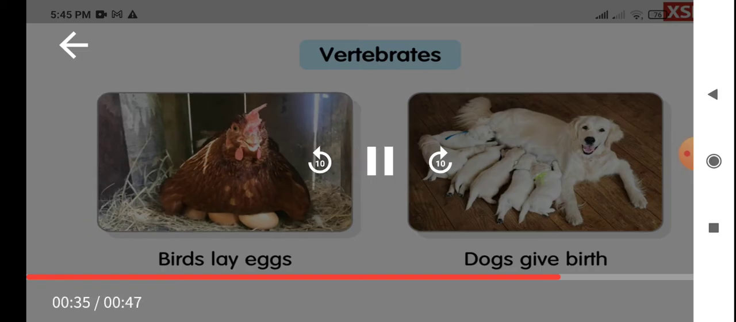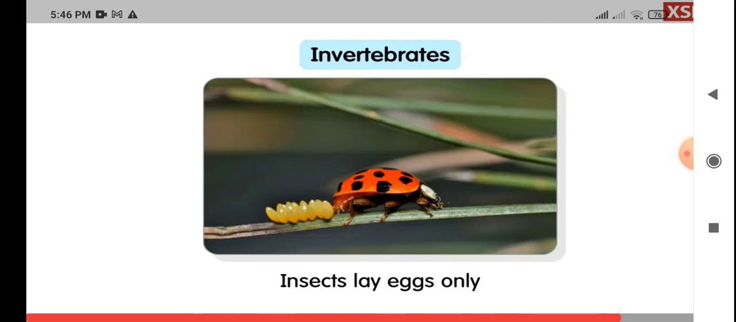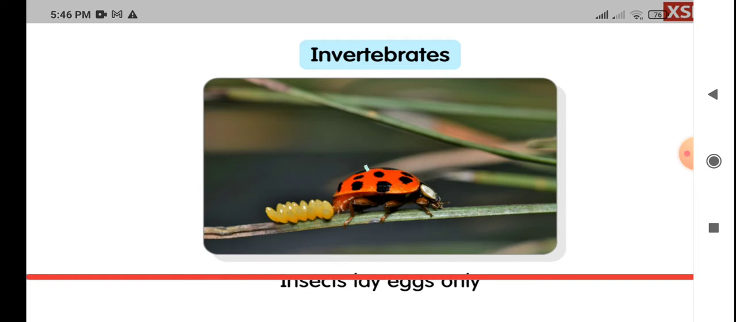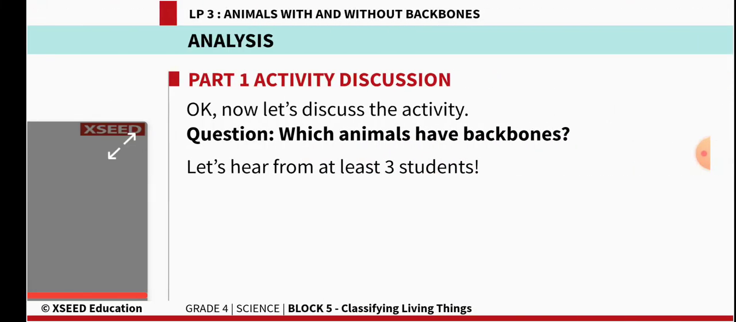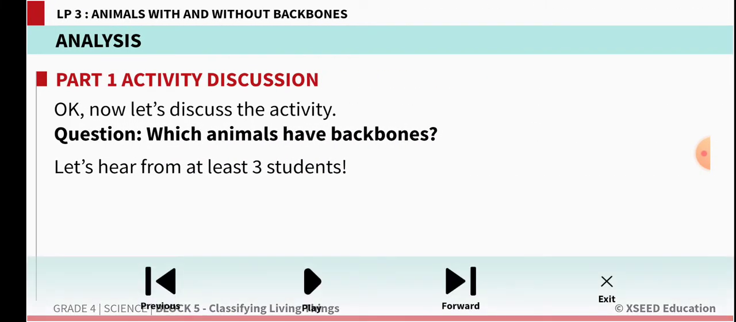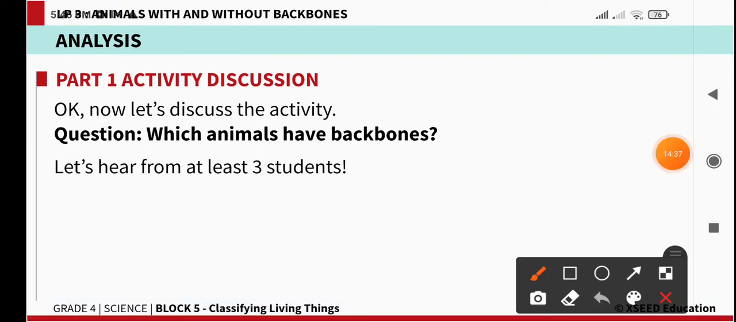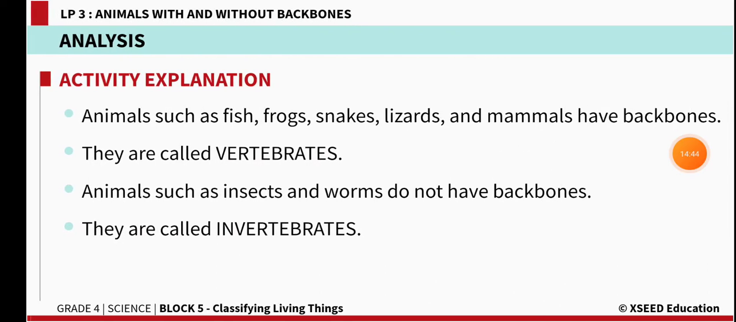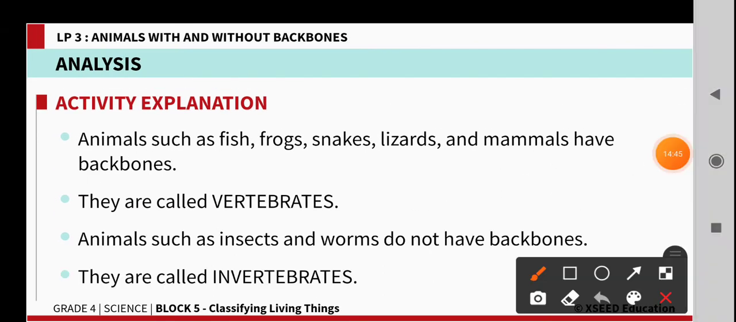Oviparous animals lay eggs, while most invertebrates are oviparous. So most of the insects and most of the invertebrates lay eggs. By laying eggs, they give birth to the babies. Which animals have a backbone? You know this answer very well. You have seen n number of examples, so you can write by your own.